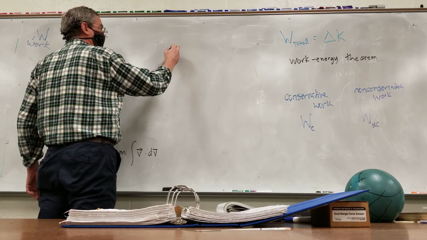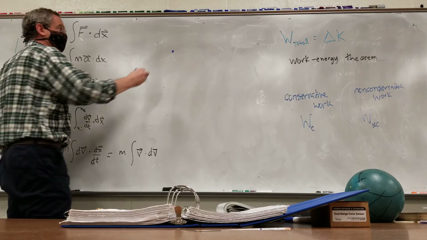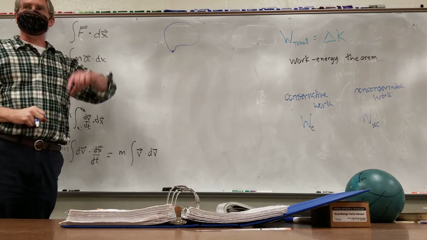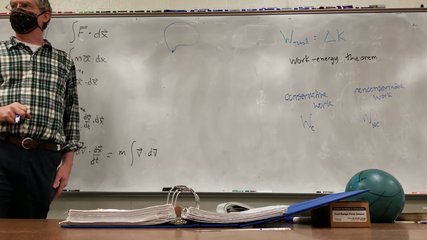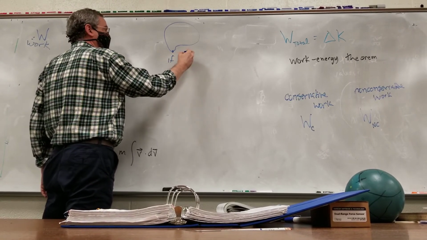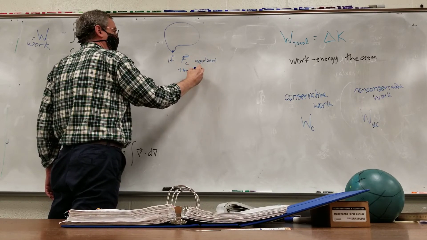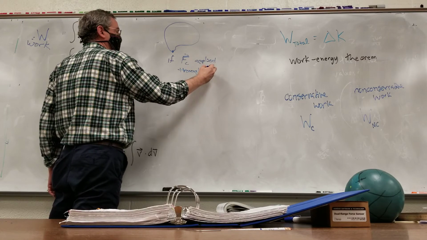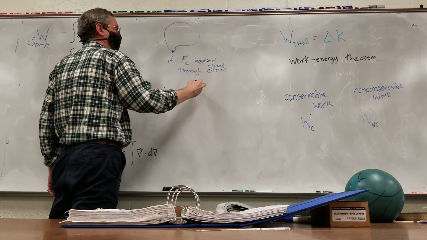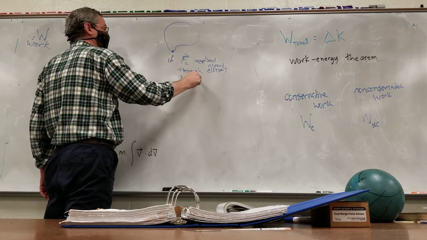If I have an object at some point, and it experiences the force and does a round trip and gets back to where it started, if the kinetic energy has not changed, that's a conservative force. So if a conservative force is applied through a round trip, or through a closed circuit, delta K will be 0.